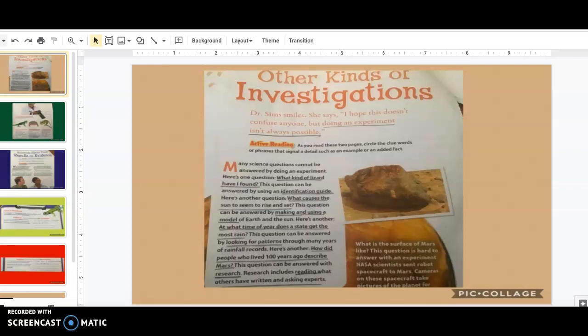And the last question that I have underlined is, how did people who lived 100 years ago describe Mars? Again, there's nothing that you can do that would be an experiment to answer that question. So for that one, you would have to do research. So research is where you're reading what other scientists have written about, or you're talking or speaking with experts. So maybe you have the chance to talk to someone who works for NASA, or you've read books about Mars and you were able to find out information. So other kinds of investigations can be using identification guide, making and using models, looking for patterns, and research. Okay, we don't always do an experiment.